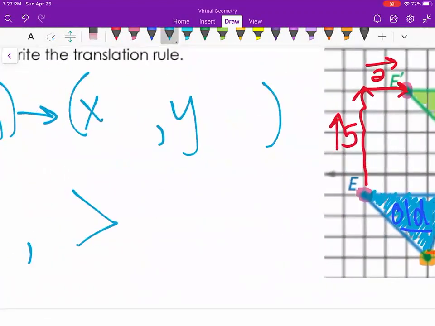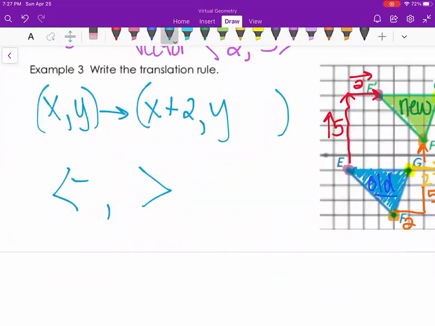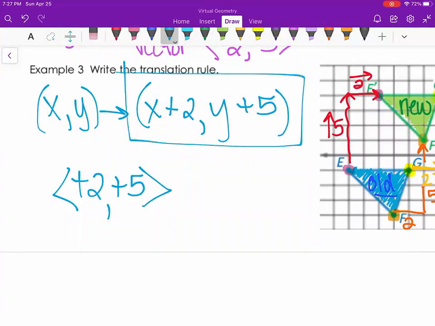All right, so again, if we go to the right, that is a plus. We went right 2, so +2. And +2 for my vector. We went up 5. Up is a plus, so +5, and +5 for the vector. So both ways could be considered my rule. It just depends on what rule they want. Do they want it written in coordinate or do they want it in vector? Either of those are correct.